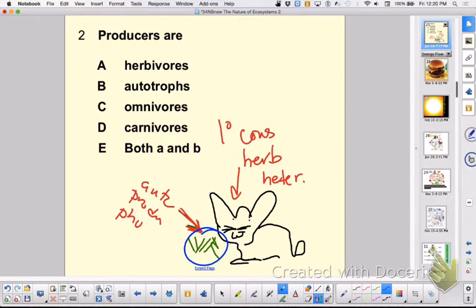Okay, next. Could the person in the darkest seat, or if you're in a group, the darkest shirt, please distinguish food webs and food chains? What's the difference between a food chain and a food web?